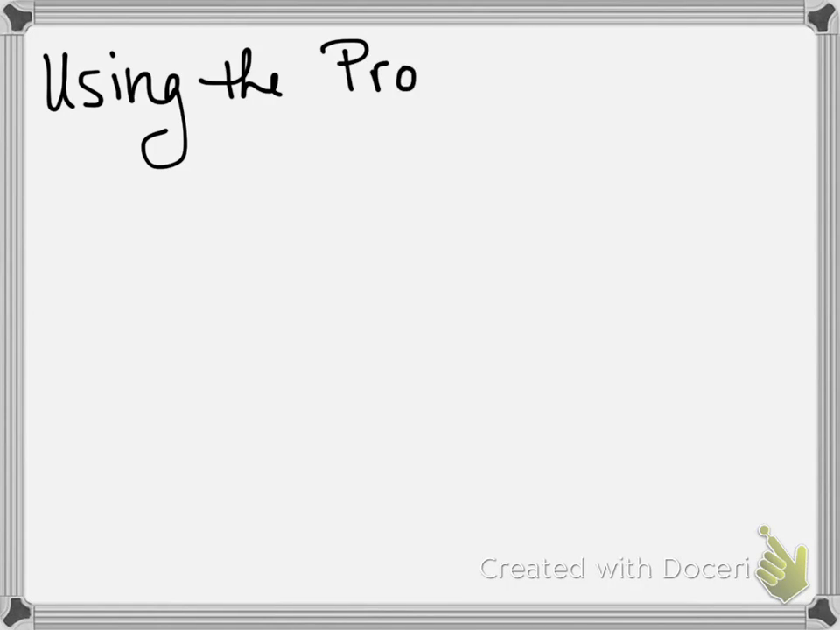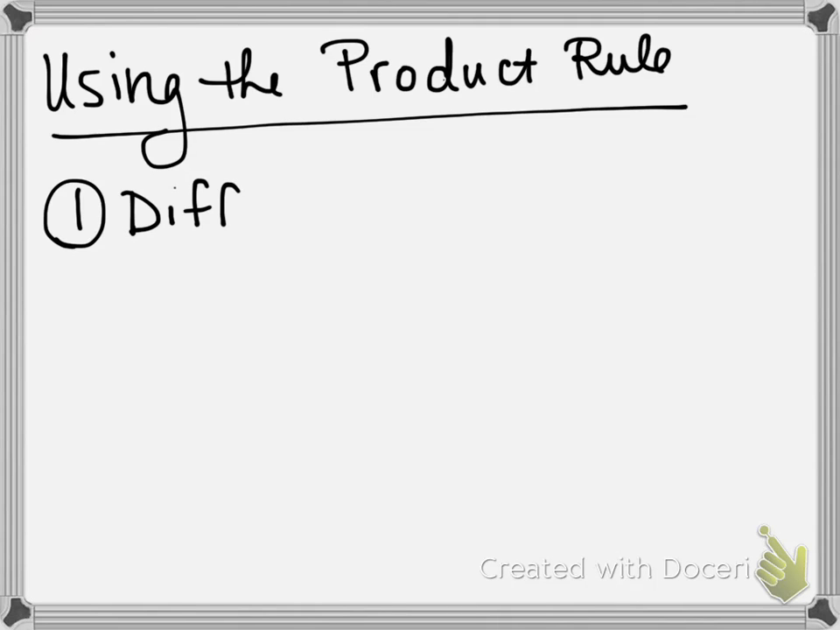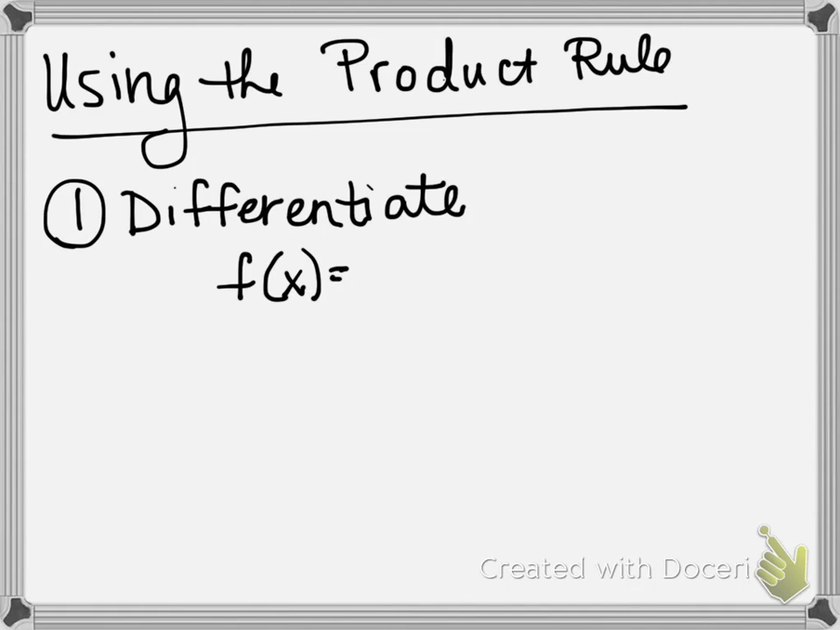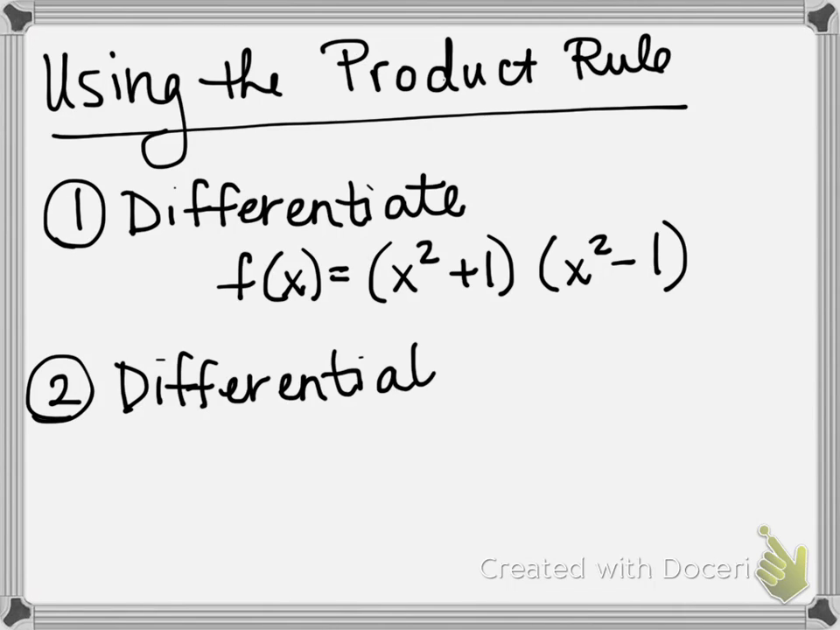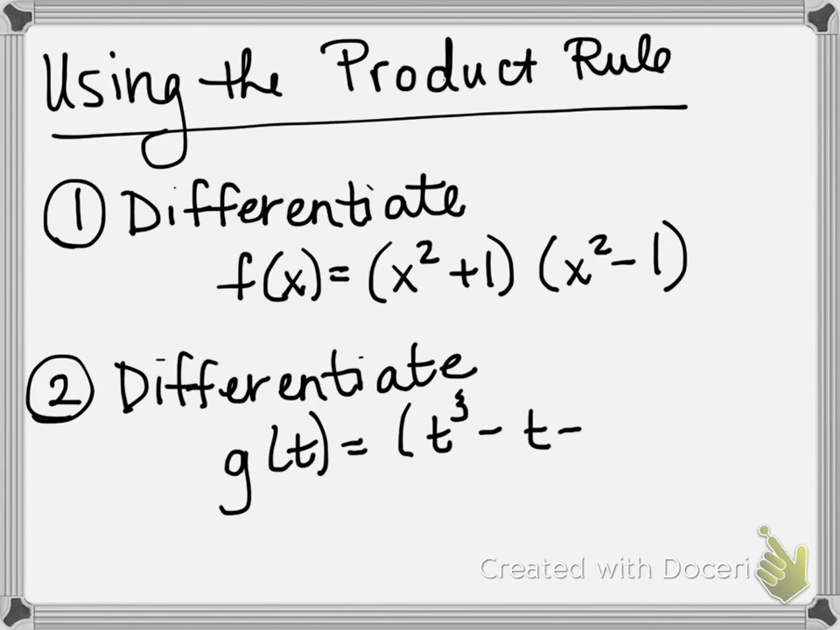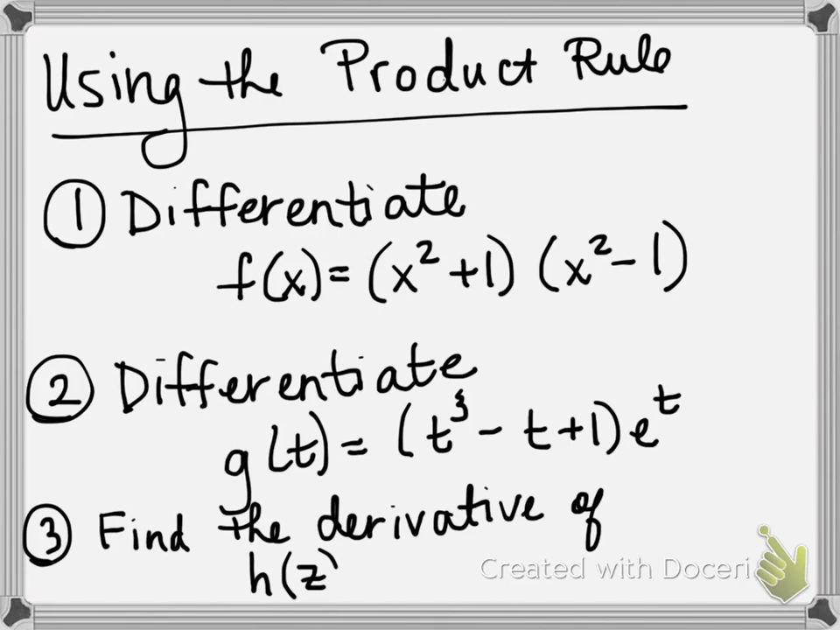Using the product rule. Let's do some examples of using the product rule. So here are 3 examples. We want to differentiate f of x equals (x squared plus 1) times (x squared minus 1). We want to differentiate g of t equals (t cubed minus t plus 1) times e to the t. And we also want to find the derivative of h of z equals z times the square root of z.